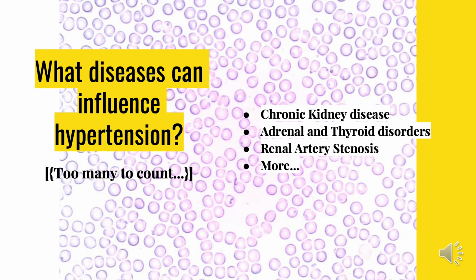Earlier, Allison mentioned things that can cause hypertension. In this slide, we'll be focusing mainly on just the diseases that can influence or cause hypertension. We found the main three are chronic kidney disease, adrenal and thyroid disorders, and renal artery stenosis. There are many more, but these were the main three that we found.